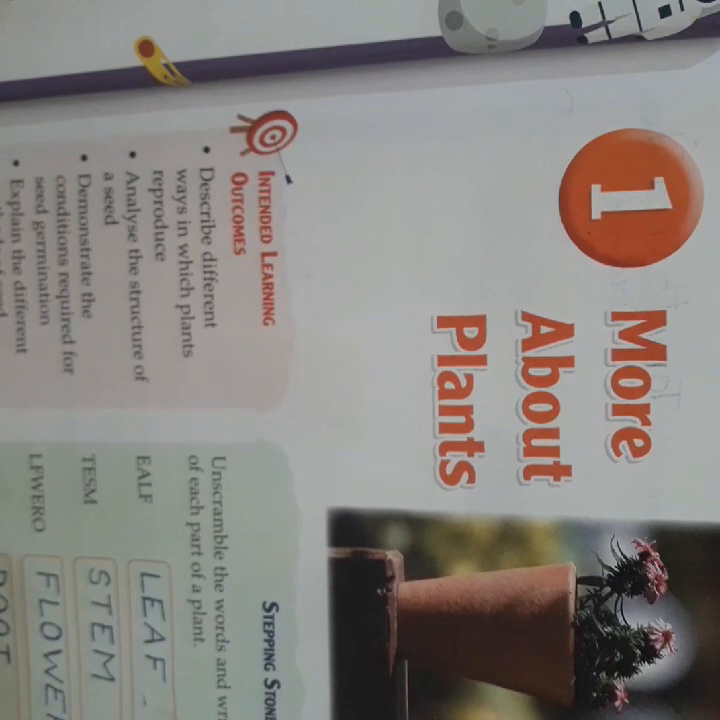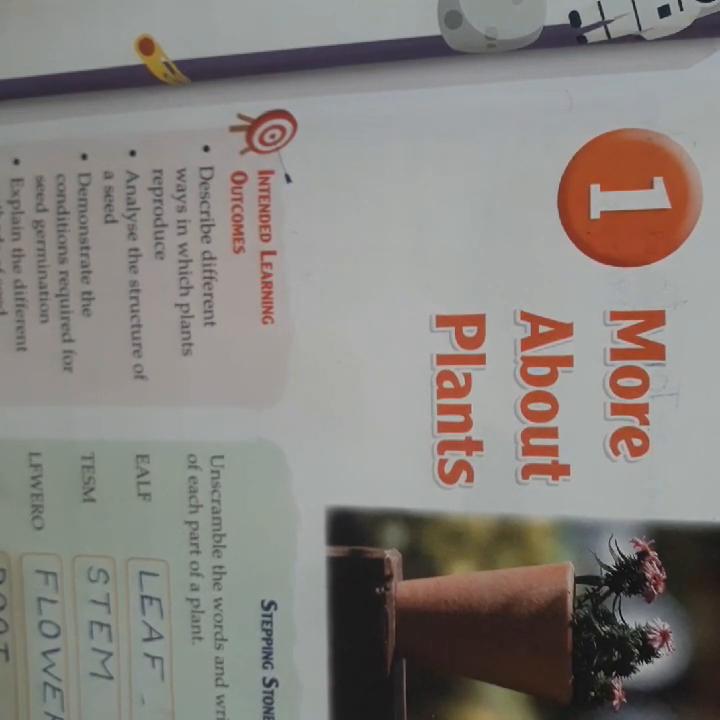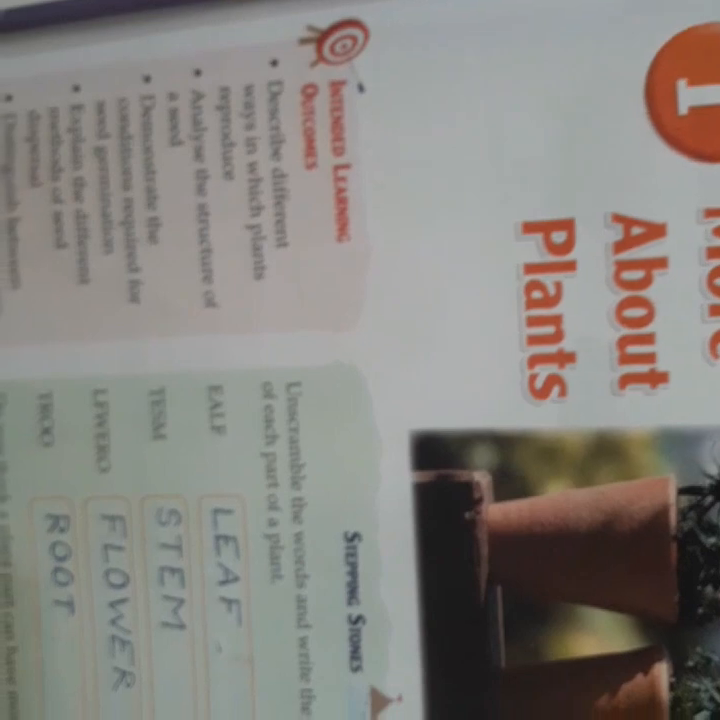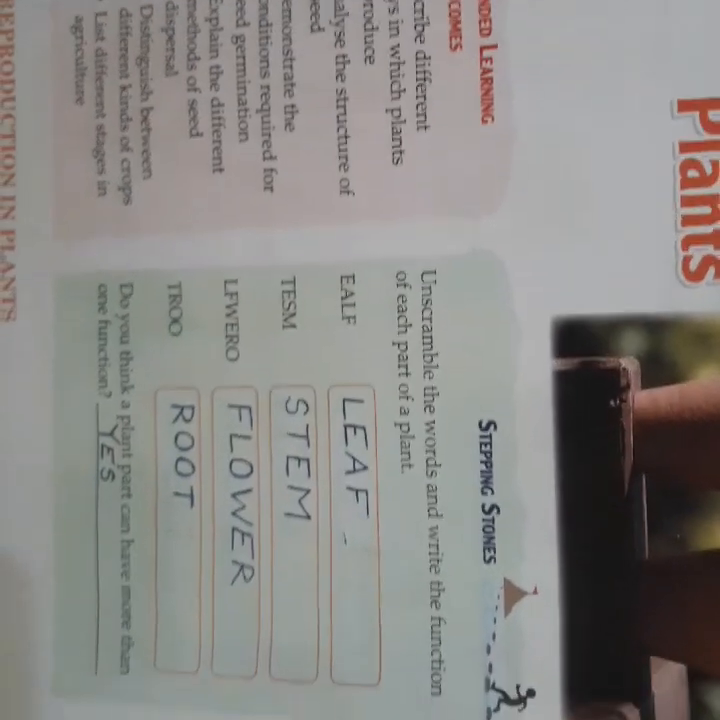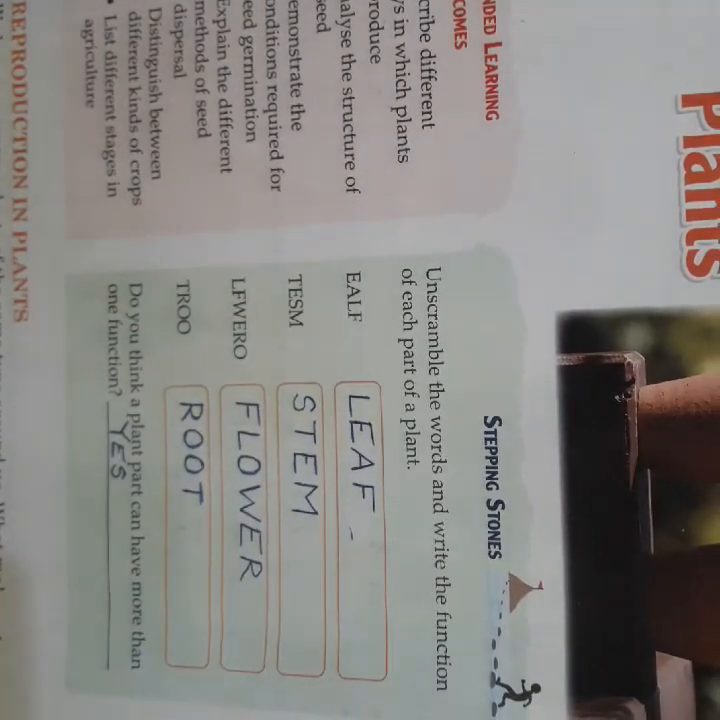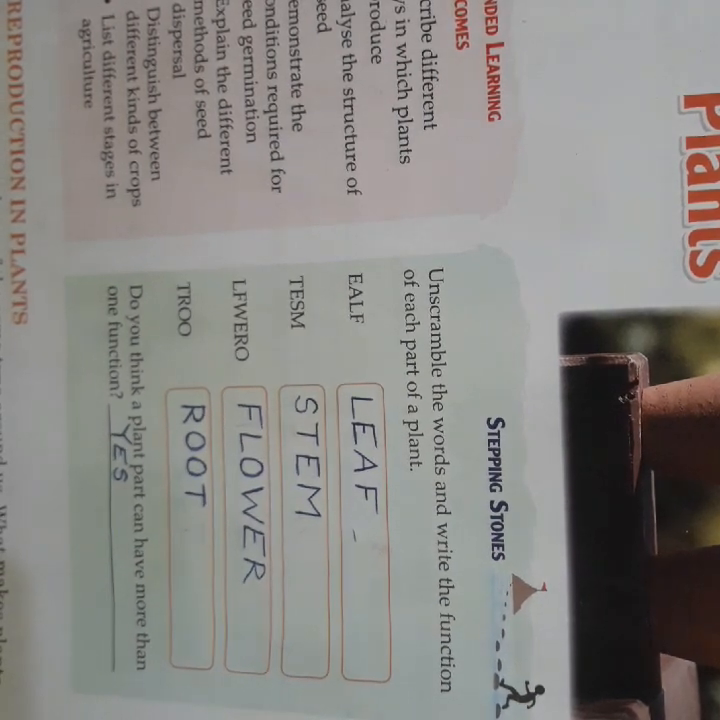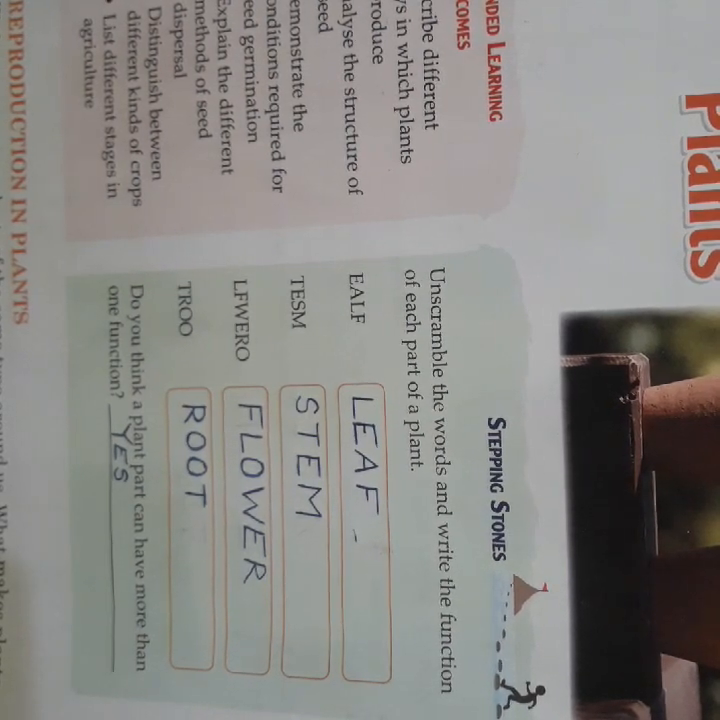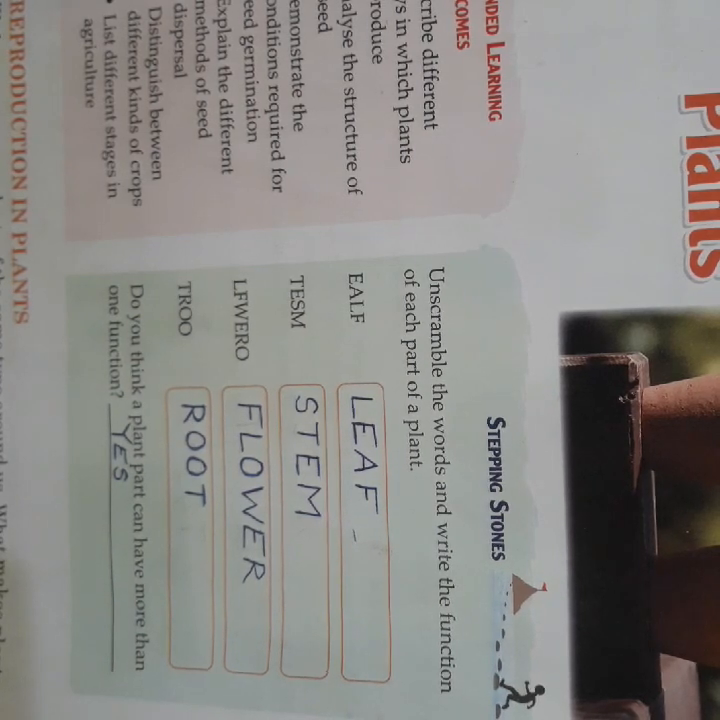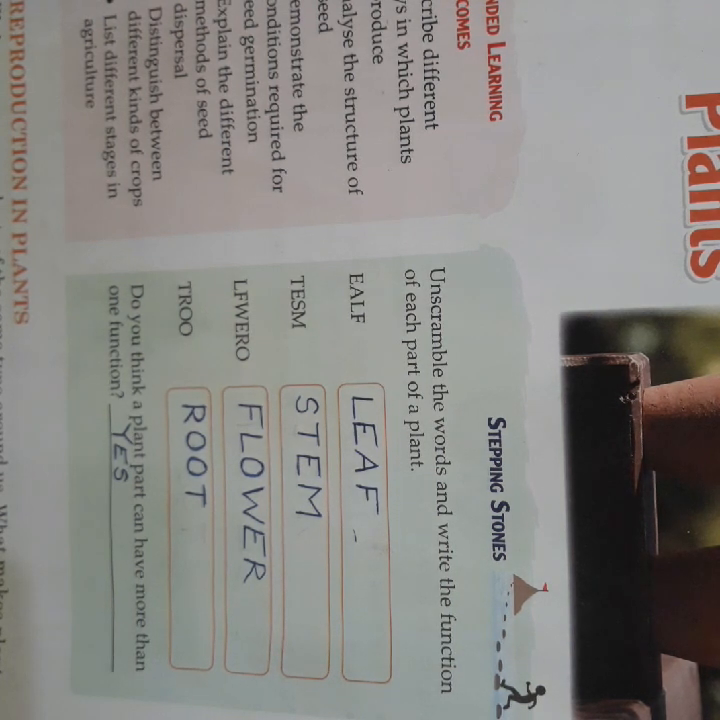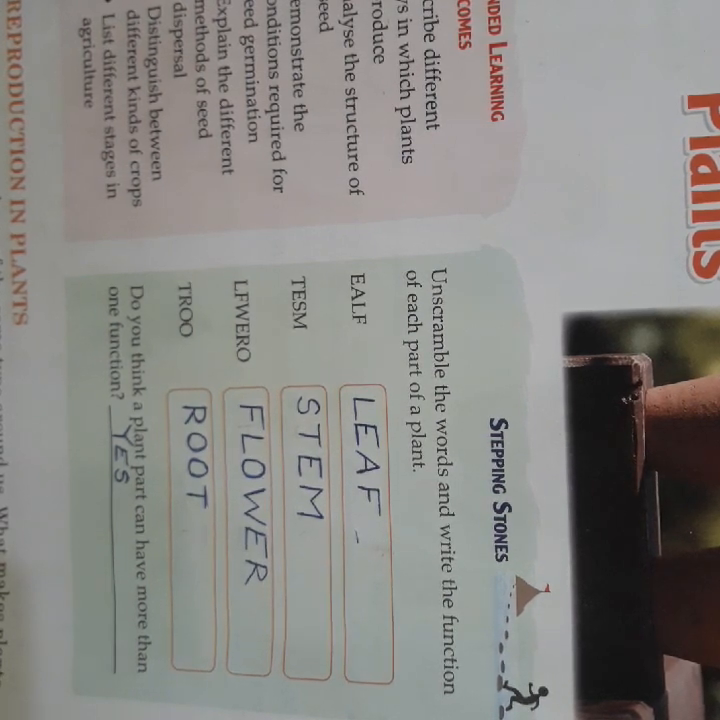Can you see the page? This is the first page of your book. Now, see stepping stones. Have you seen stepping stones? There is the exercise over there on page 1. Unscramble the words and write the function of each part of a plant. Now, first the question is EALF. If I unscramble it, it will be LEAF. It is leaf.